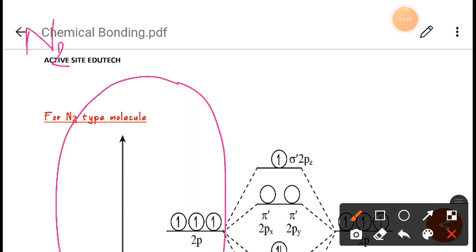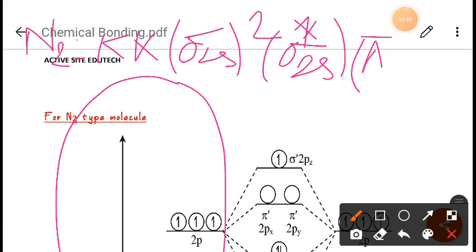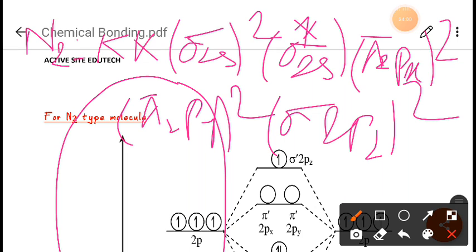For N2 it will be KK for the K shell first, after that sigma 2s square, after that sigma star 2s square, after that pi 2px square, pi 2py square, and after that sigma 2pz square, right? Here KK denotes the K shell electrons, which are 1s square and 2s square.